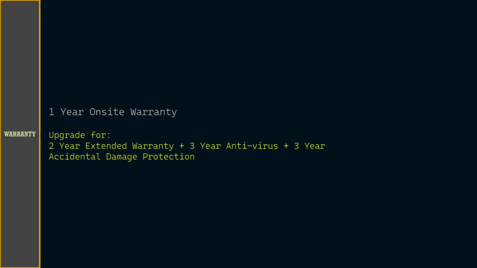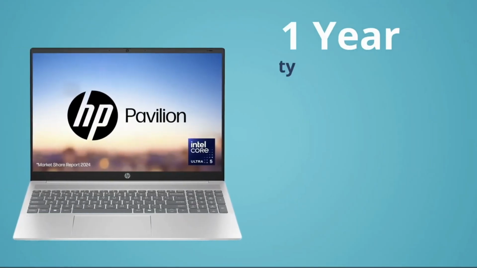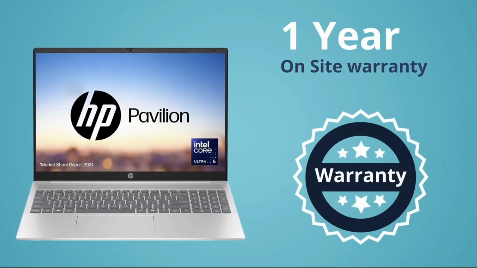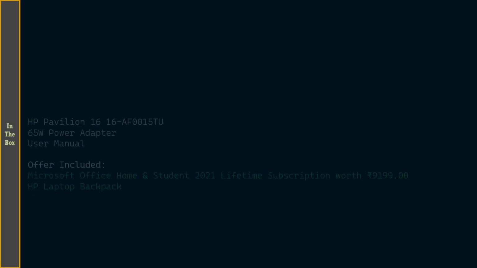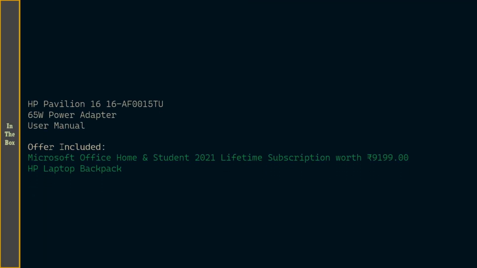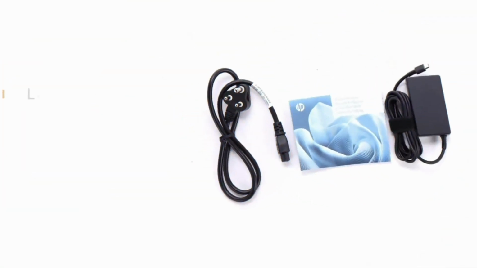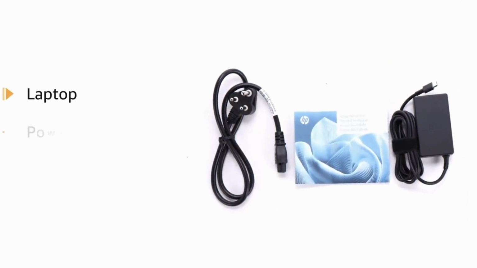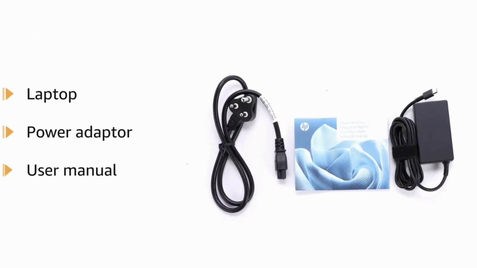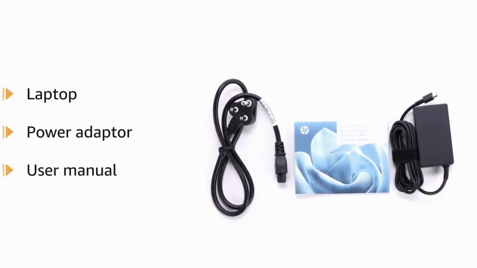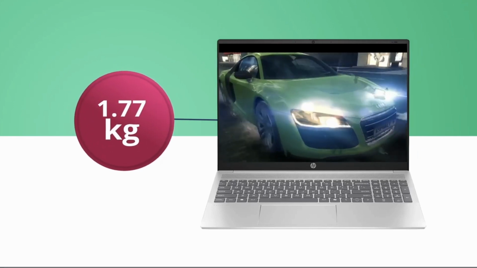Warranty of the laptop is 1 year on-site warranty. We can also upgrade for 2 year extended warranty with accidental damage protection when we buy the laptop. In the box, we get HP Pavilion 16-inch laptop, 65W Type-C AC adapter, user manual. Offer included Microsoft Office OHM and Student 2021, HP laptop backpack. This laptop is recommended for students and OHM users.